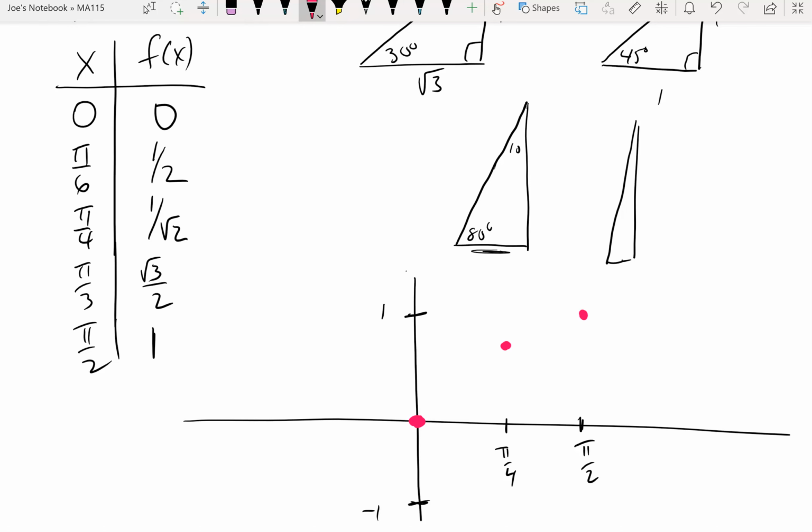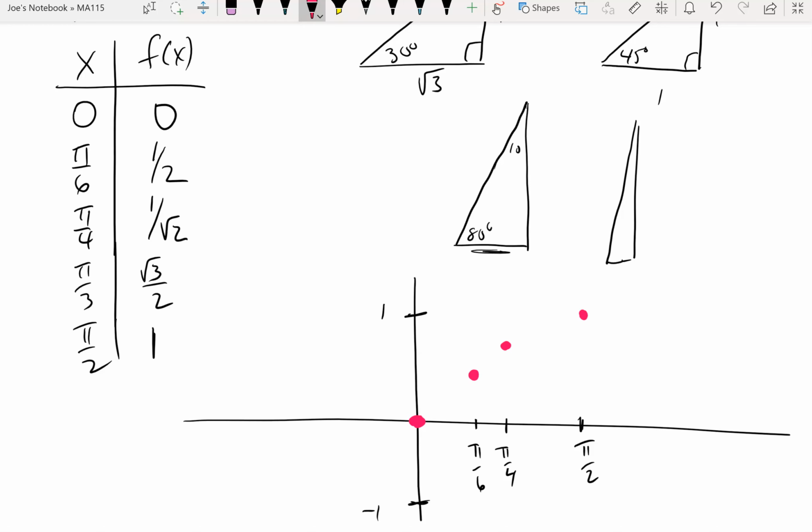Pi over 6 is a third of the way over here. So it's about right here. Okay, so pi over 6. The reason I know it's about a third of the way over, closer to the 0, is because remember, pi over 4 is 45 degrees. Pi over 6 is 30 degrees, so I subtracted 15 degrees off, which is a third of 45. That's how I do it. It was about a third over. And we said that was equal to a half, which would be about right here.